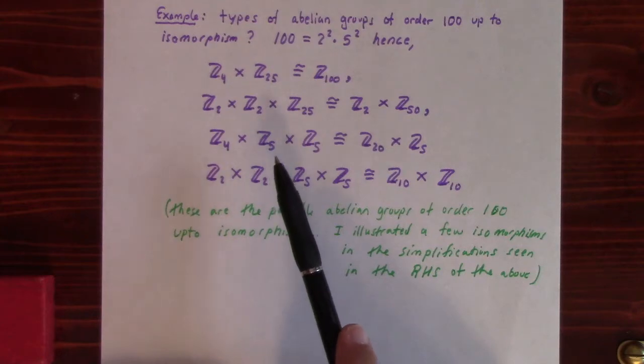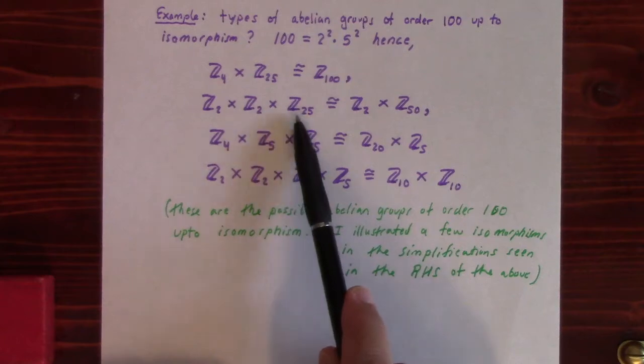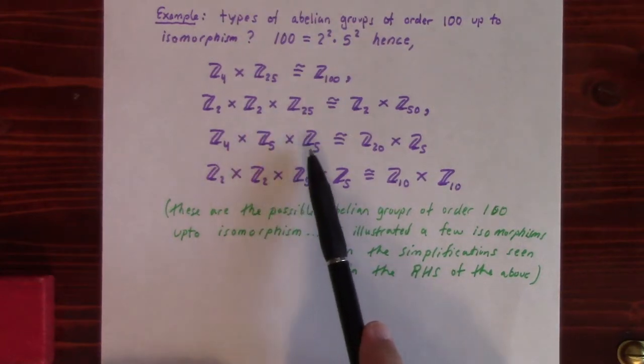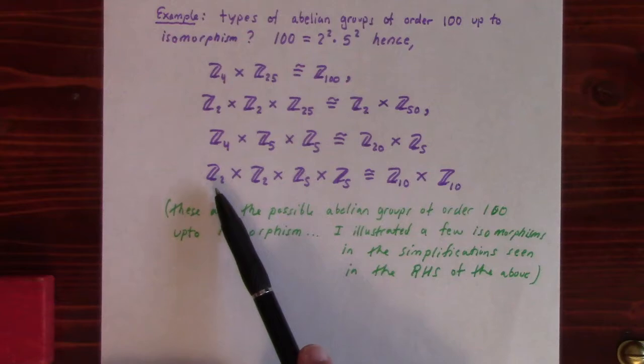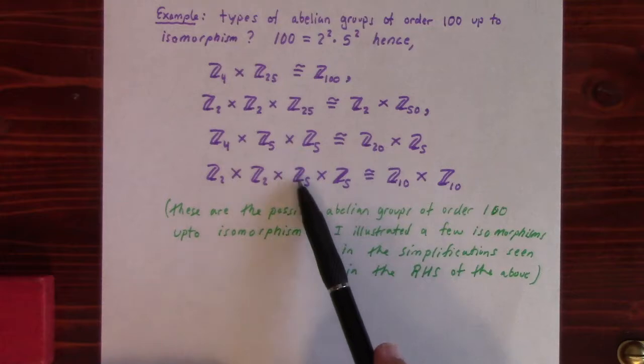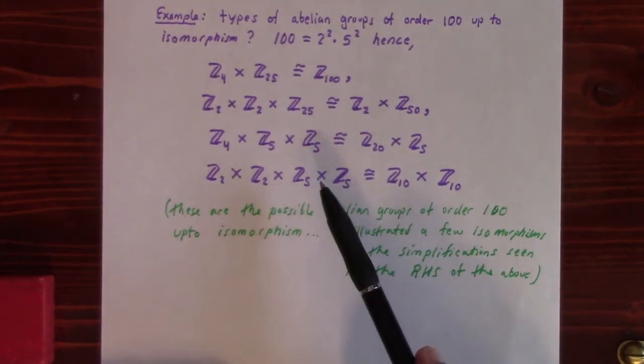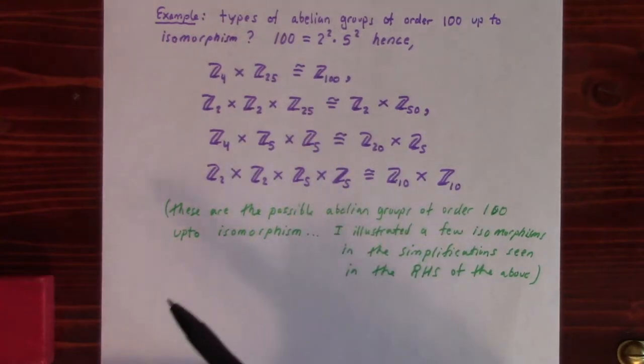So these are not. But you could have Z4 cross Z5 cross Z5. Or you could have Z2 cross Z2 cross Z5 cross Z5. These are 4 distinct non-isomorphic examples. If you study these different cases, there are different numbers of elements of different orders. They have different structure as groups. They all have order 100, and these are the only possible kinds, up to isomorphism, of abelian groups of order 100 you can have.